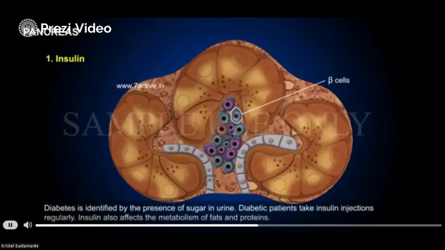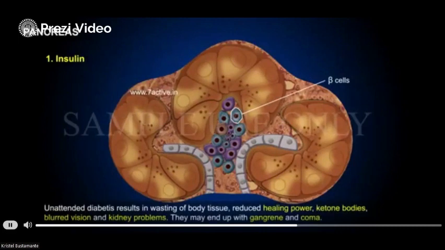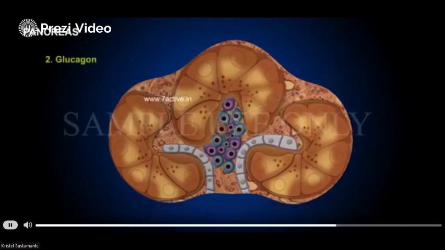Diabetes is identified by the presence of sugar in urine. Therefore, diabetic patients take insulin injections regularly. Insulin also affects the metabolism of fats and proteins. Unattended diabetes results in wasting of body tissue, reduced healing power, ketone bodies, blurred vision, and kidney problems. They may end up with gangrene and coma.